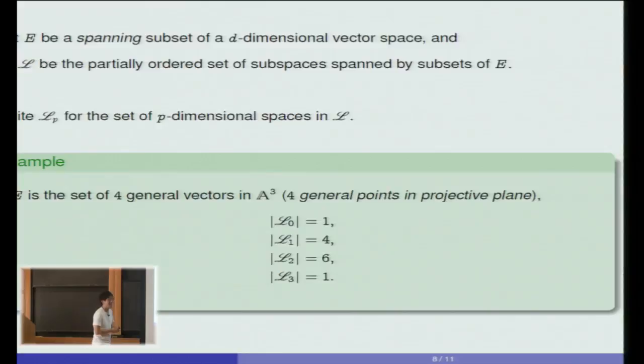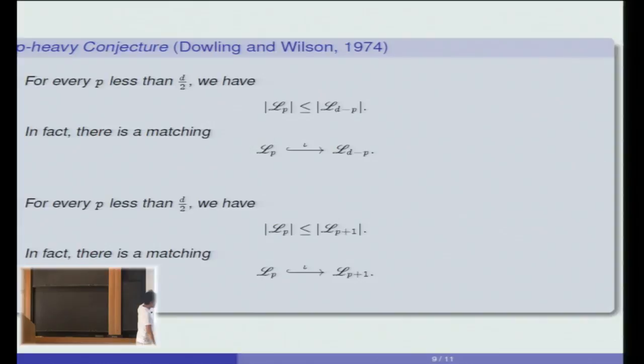So what can be expected in general? The so-called top-heavy conjecture says that if d is the dimension of your space, then for every p less than d over 2, you have this inequality: the size of LP is at most the size of L to the d minus p. More precisely, there is a good reason for this. There is a matching, meaning an injective map from LP to L to the d minus p, respecting the incidence. Similarly, for every p less than d over 2, LP should be at most LP plus 1, and there is a matching witnessing this fact.